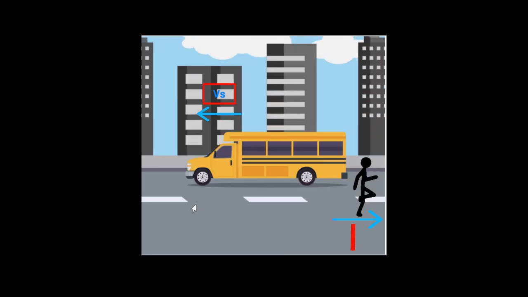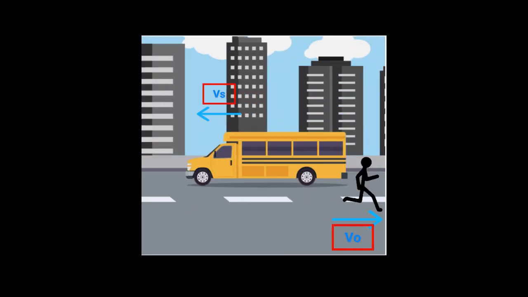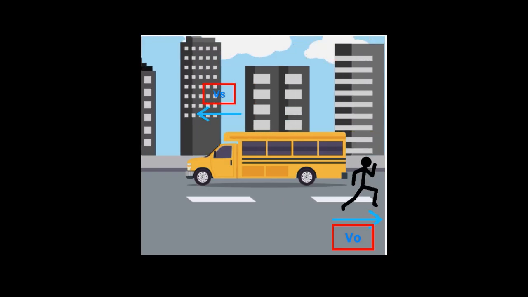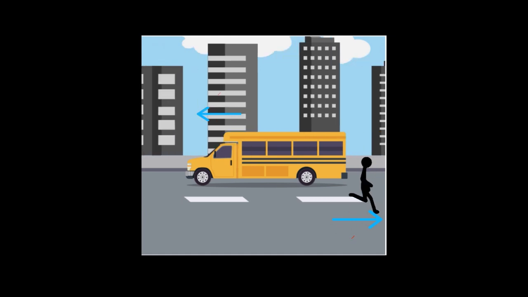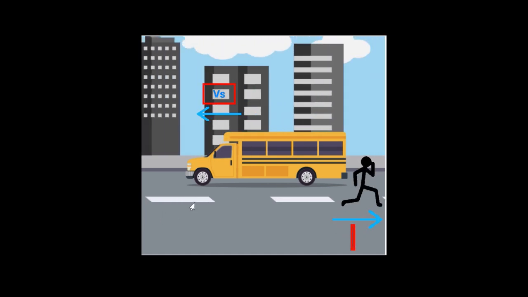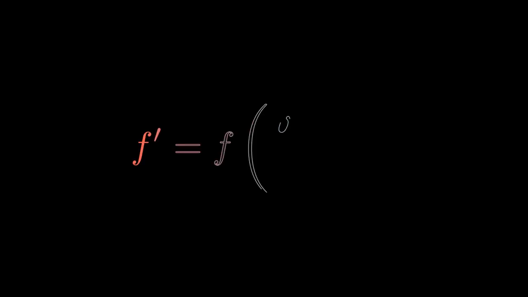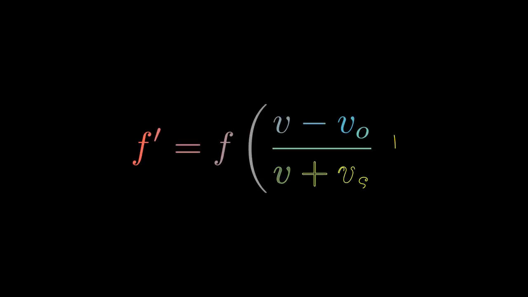And for our last scenario, we have both of them receding or moving away from each other. So let's start with the observer. Observer is moving away, so causing an overall decrease in the apparent frequency, making the sound less loud. So in the numerator, we subtract.